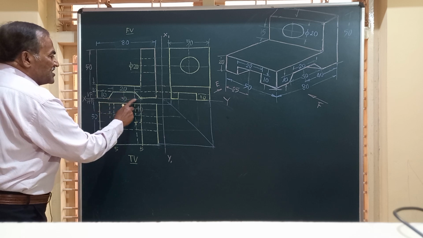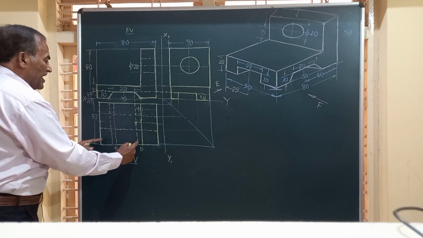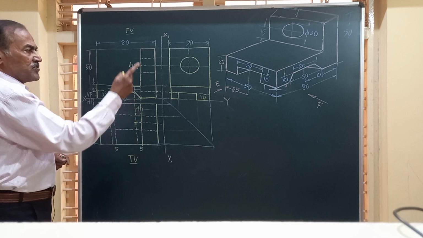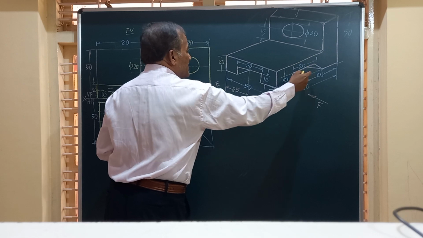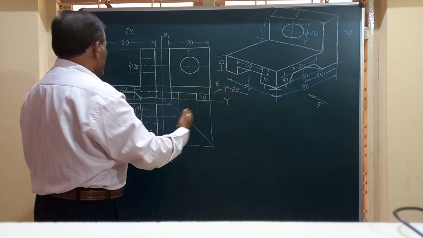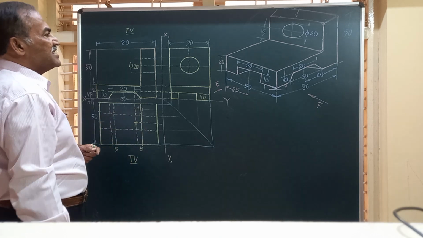This line is not there because there is a hole throughout. So that appears as two dotted lines in the top view because you cannot see this corner, this and this in the front view you can see. In the top view they are shown by dotted line.